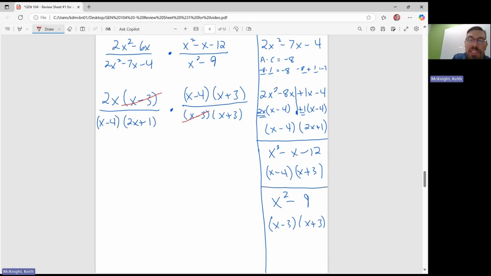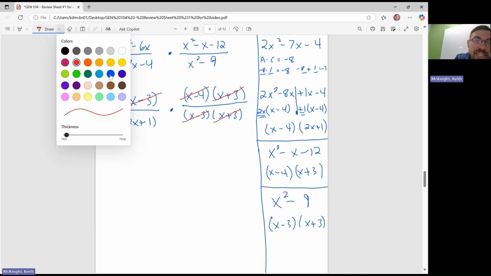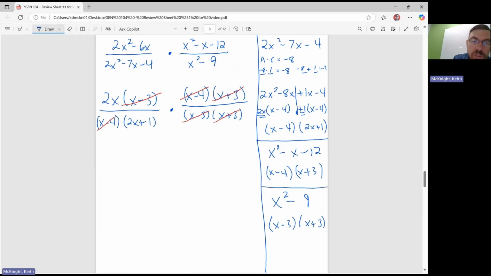So we also have an x plus 3. That will cancel on top and bottom. And we also have an x minus 4. That will cancel on top and bottom. Now, that is all that is exactly the same. So we're now going to see what we have left. Well, on top, all we have left is a 2x. On bottom, all we have left is a 2x plus 1. So this will be our answer.